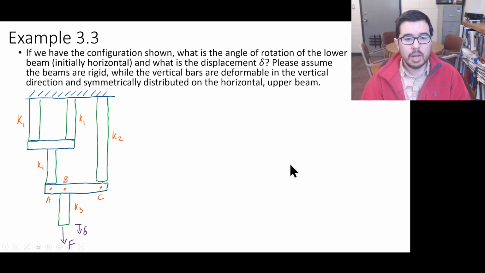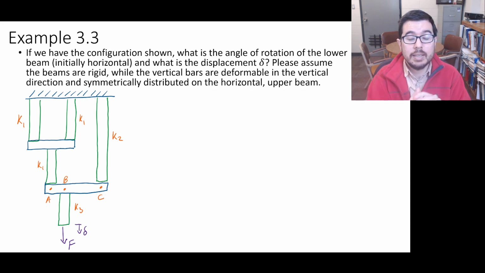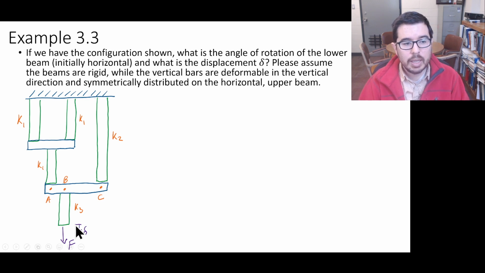Let's now modify this example that we just discussed. Now we're on to example 3.3. And what we're going to say is rotation is now permissible in this lower beam. It's initially horizontal, but maybe it can rotate. Once again, we're interested in the displacement that we might have here at the end. And we're still going to assume that this beam and this beam are rigid. This one can rotate, but it's rigid. And we're still going to assume that these bars are deforming.